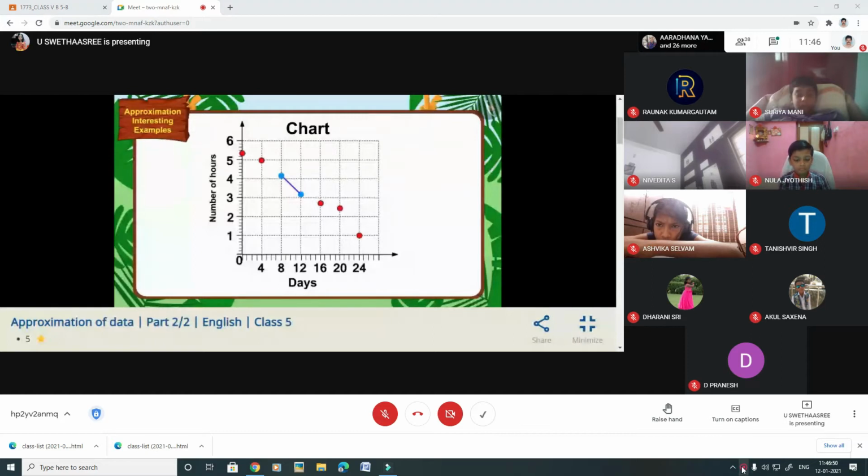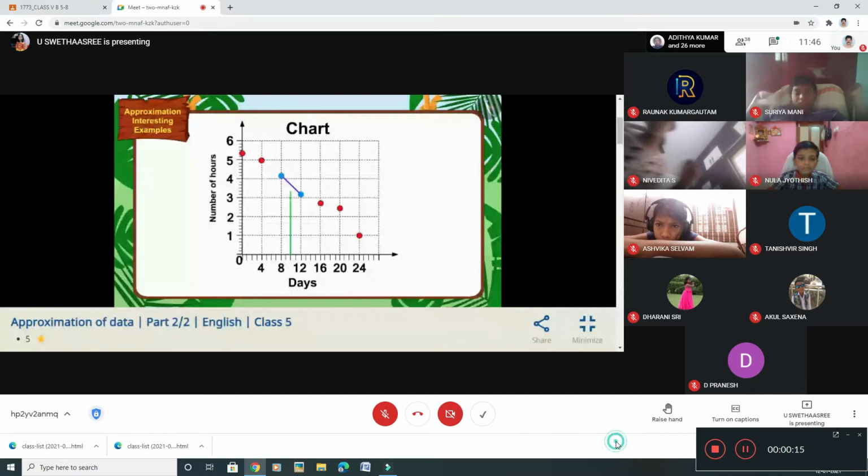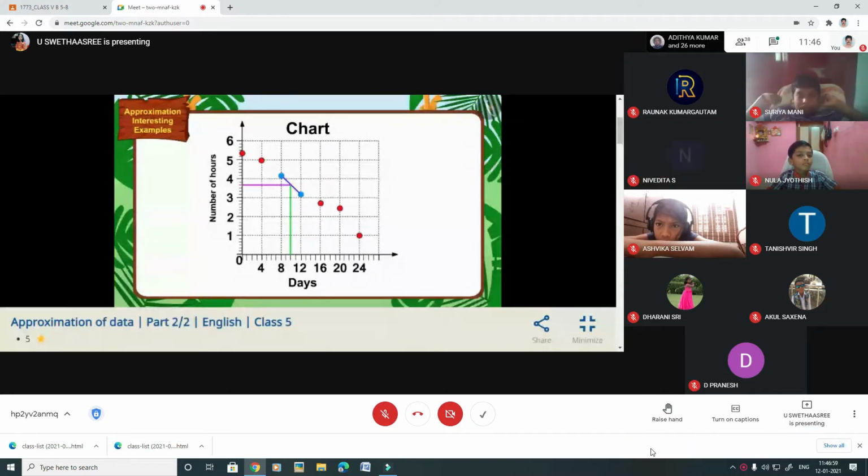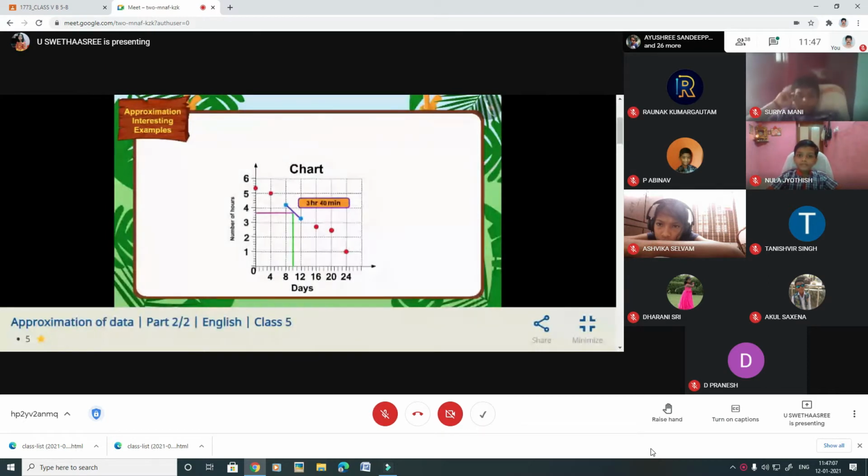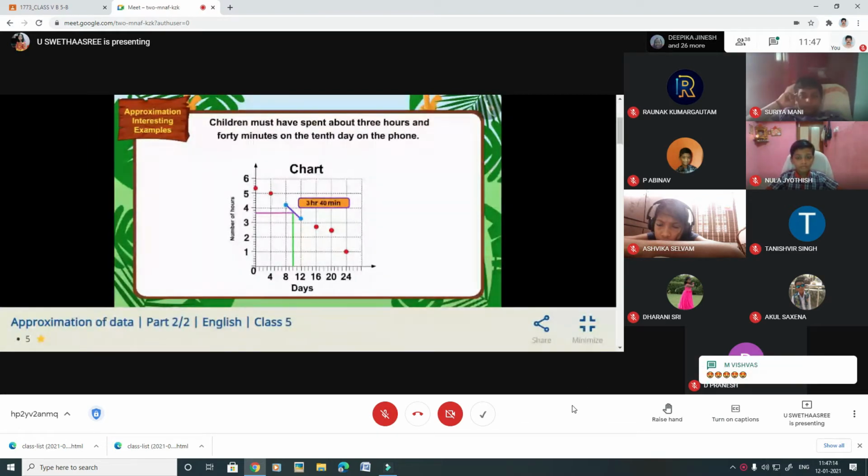12 days in a straight line. The vertical line on the 10th day is meeting this horizontal line at this dot, indicating about 3 hours and 40 minutes. So, the children must have spent about 3 hours and 40 minutes on the 10th day on the phone.